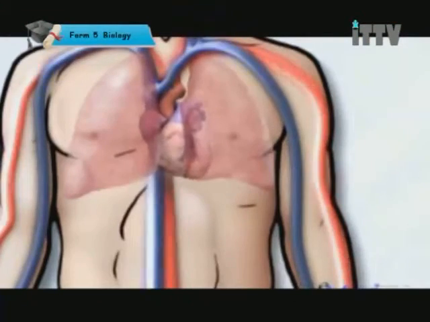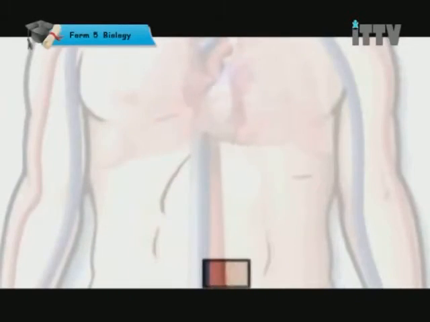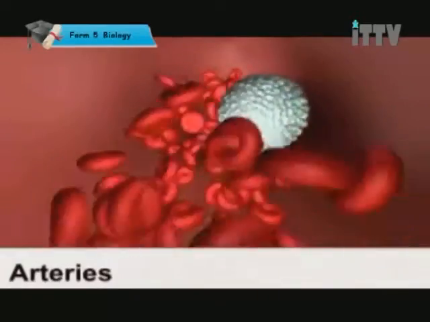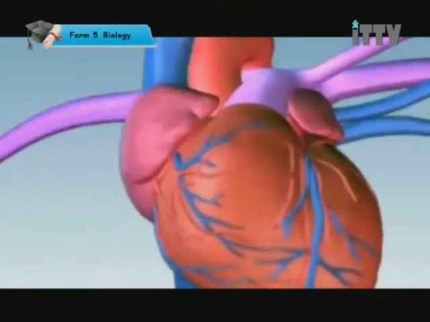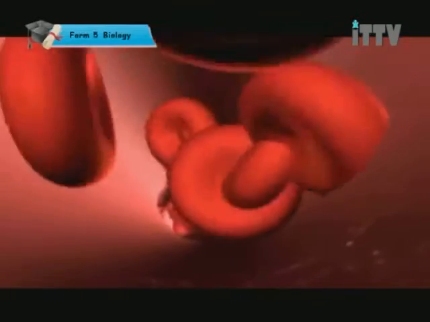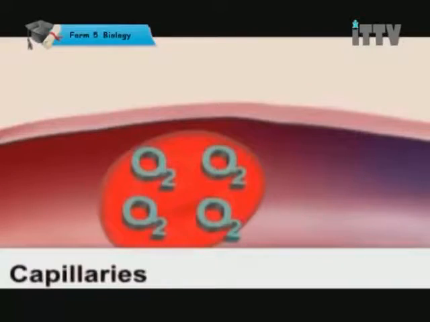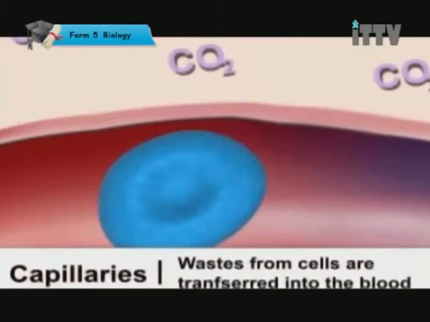What are blood vessels? There are three main kinds of blood vessels: arteries, capillaries, and veins. Arteries are large blood vessels that carry blood from your heart to the rest of your body. This blood is rich in oxygen and nutrients. As arteries get farther away from the heart, they begin to branch and become smaller and smaller. The smallest branches are called capillaries. And this is where the oxygen in your blood is transferred to your tissues. In exchange, the wastes from your cells, including carbon dioxide, are transferred into the blood.